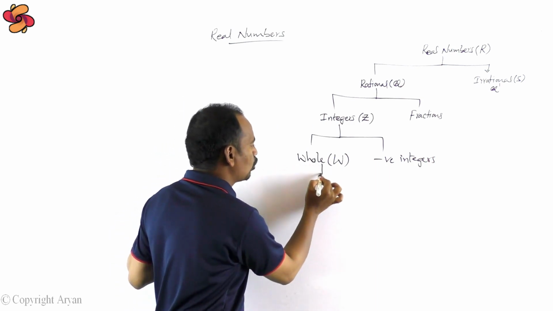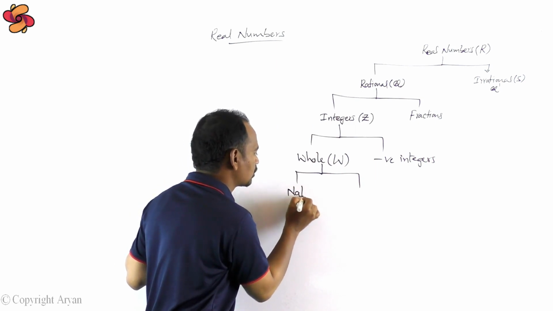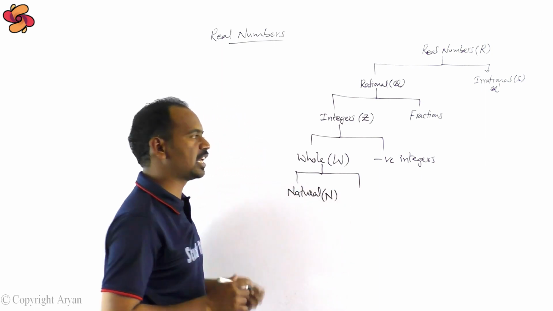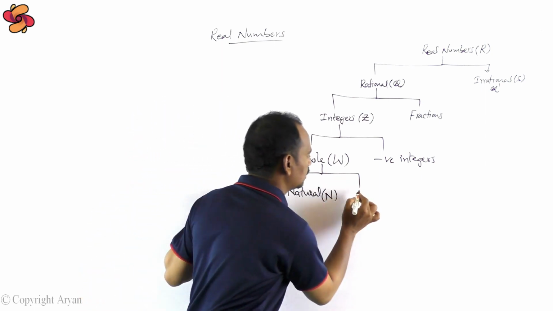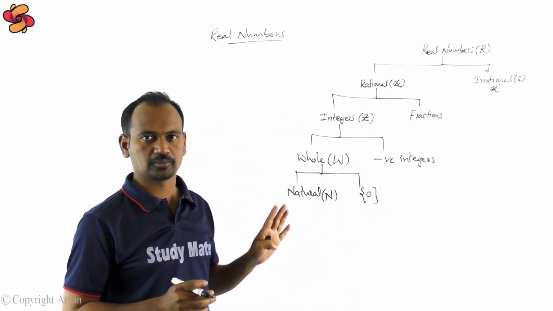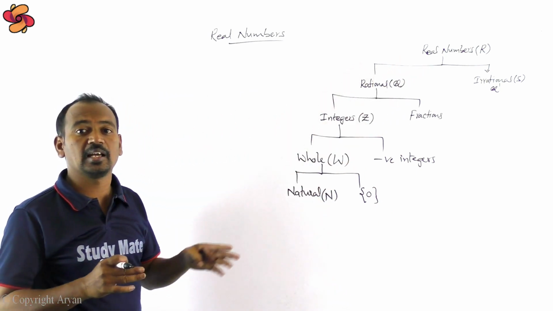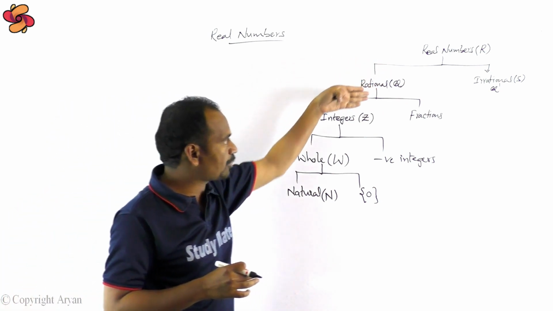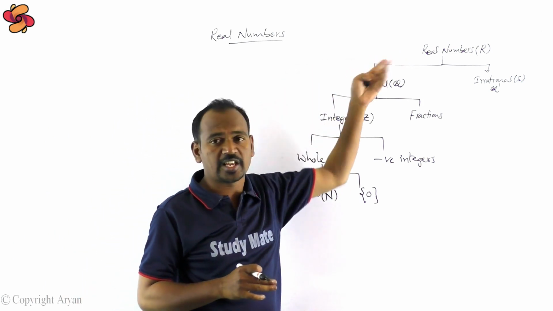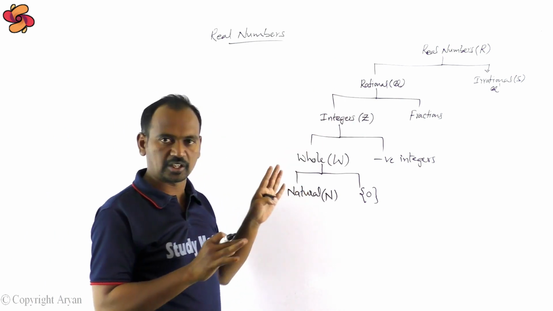Again, the set of whole numbers is divided into two parts. One is natural numbers. This set is denoted by capital N, and here only 0. Set of 0. Only one number. So if you know this flow chart, easily we can understand these types of number systems. Up to real numbers we already got in the 9th class itself, isn't it? Just we will recall them, each and everything.